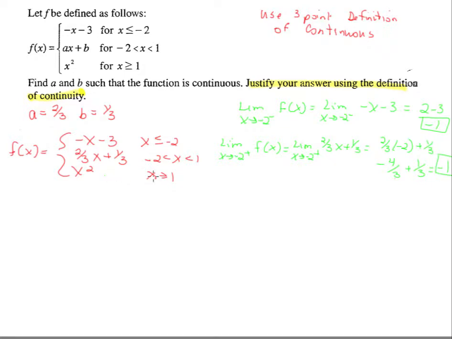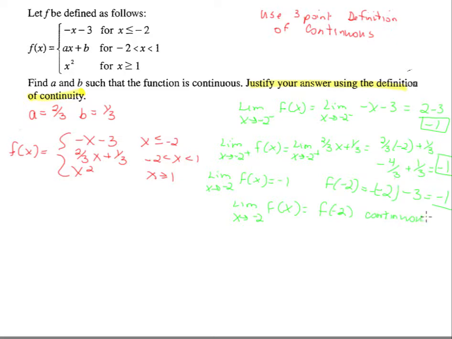That means the limit as x approaches -2 is -1, and it exists. So now I need to figure out the function value at -2. We would use the top equation for that, since that's where -2 is, and we get -1 as well. So the limit as x approaches -2 is equal to the function value at -2, therefore it's continuous at -2.